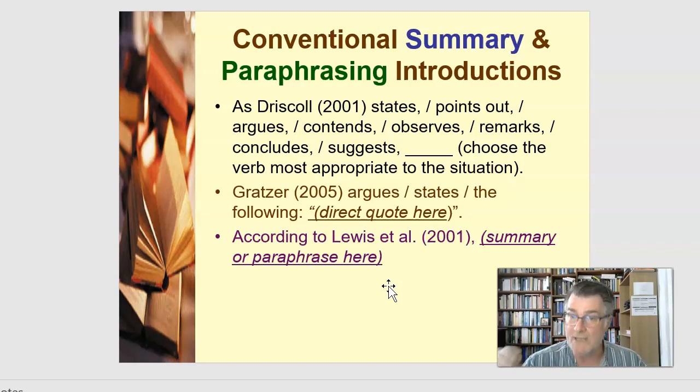In other words, for the quotation that you're going to be drawing from, set it up using the proper verb. Whether it's Driscoll stating, pointing out, arguing, or Gratzer argues, states the following, and then you put in your direct quotation. You wish to use all the different verbs at your disposal, to say, well, this particular author observed the following, and then you put in quotations.